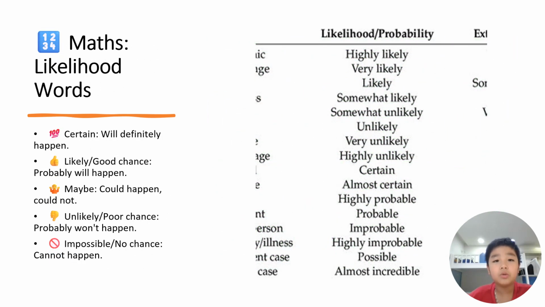We use special words to describe likelihood. Certain means it will definitely happen. Likely means there is a good chance; it probably could happen. Maybe is for something that could happen, or it could not. Unlikely means it probably won't happen. Impossible, or no chance, means it cannot happen.